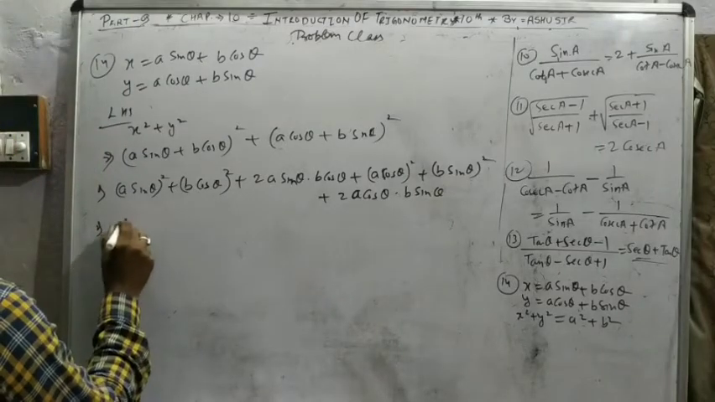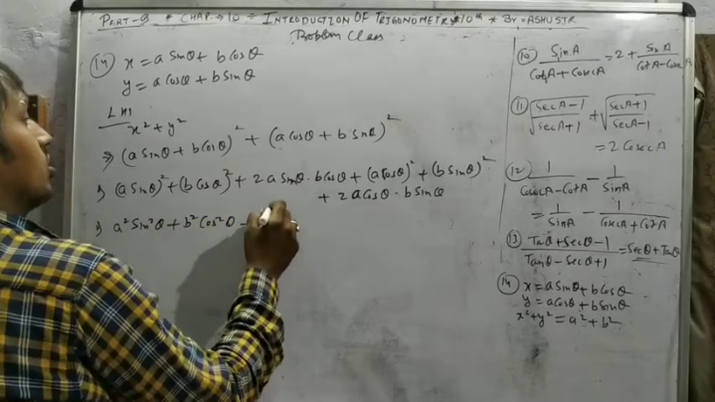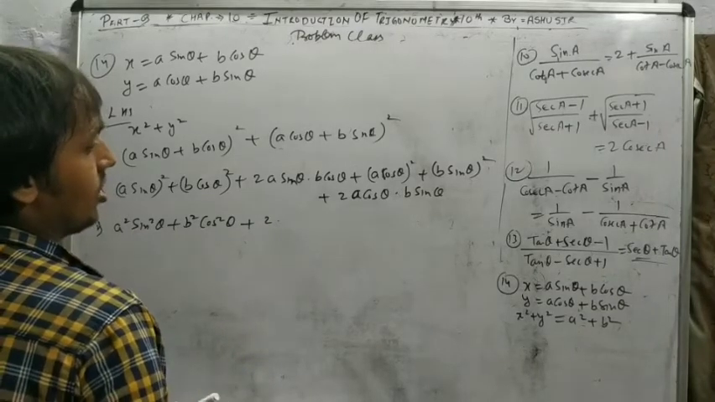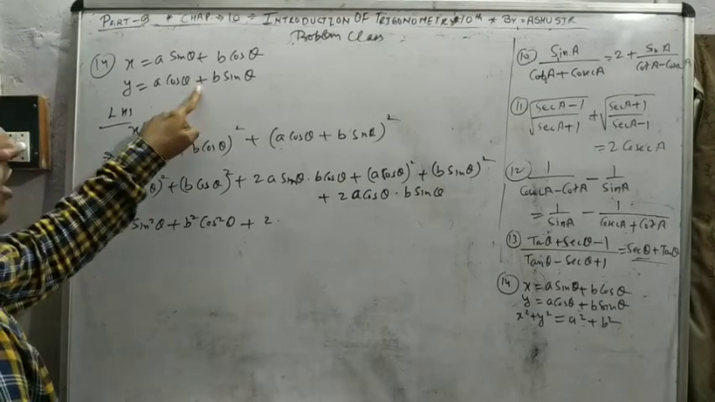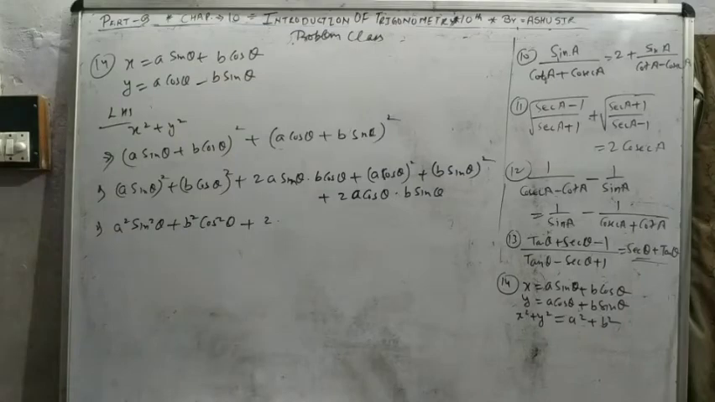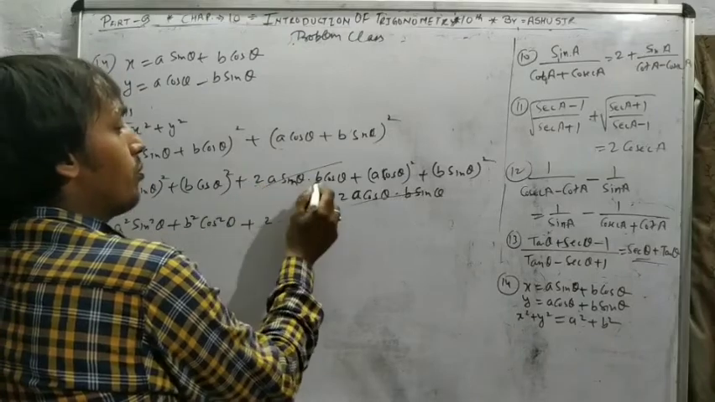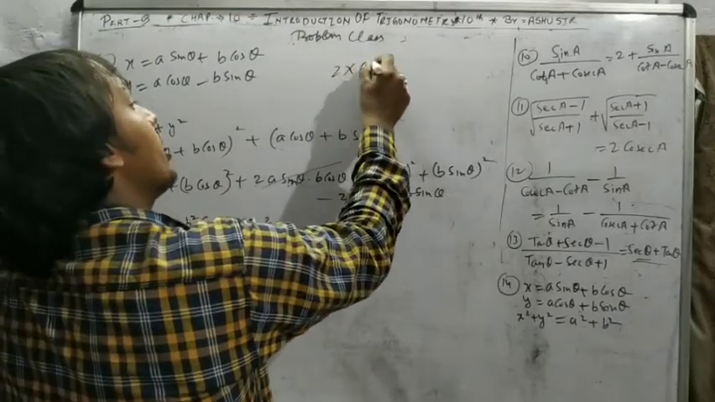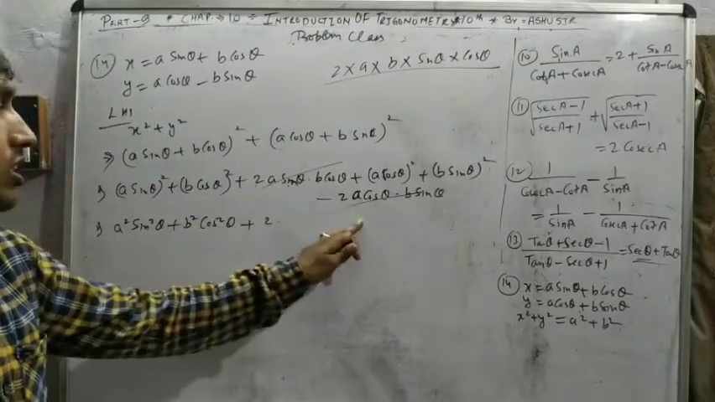Then we can write a square sin square theta, b square cos square theta. Here I think the question has some mistake. This is a minus sign, because if this is not minus, the question is not solved. That's a misprint, so this is a minus. So this whole is cancelled. 2ab sin cos, 2ab sin cos, because all are in product form, that's like 2 into a into b into sin into cos. So they all are in product, and the same things cancel out.